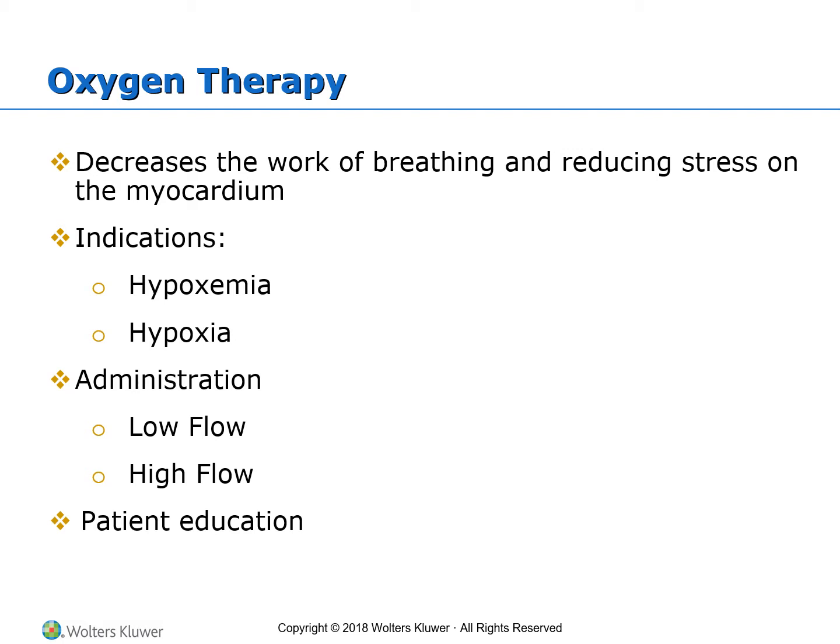High flow is generally fixed and more reliable. So you have your Venturi mask, which is your most reliable non-invasive way to provide oxygen, and it will provide 24 to 40% oxygen. This is where you start getting orders in percentages of oxygen, not liters per minute. The trach collar can be 30 to 100% oxygen, and the face tent can be 30 to 100% oxygen as well.